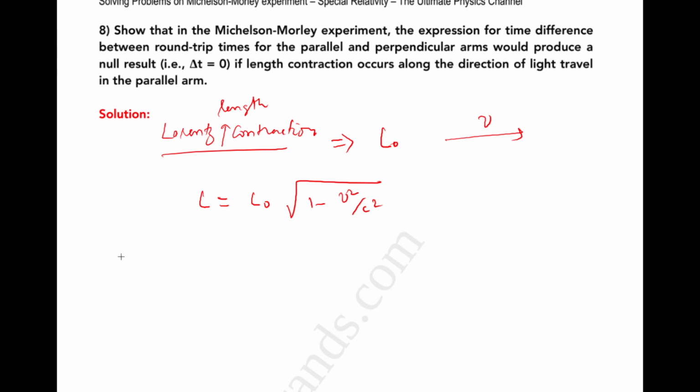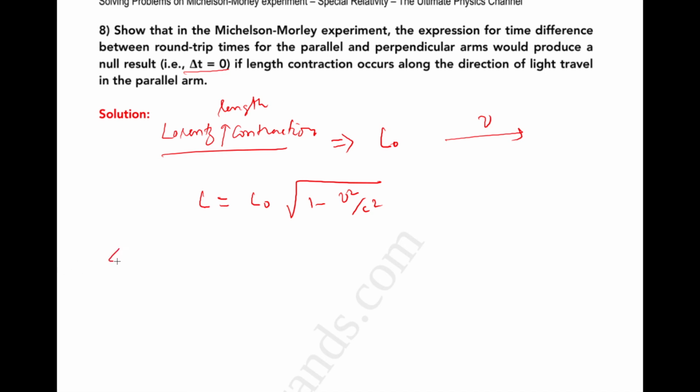So here we have to prove that the null result in the Michelson-Morley experiment, which would mean that the time difference between the parallel arm and the perpendicular arm, that is light travel along the parallel and the perpendicular arm, is del t equal to 0, can also be due to the length contraction along the direction of light travel, if that can be assumed.